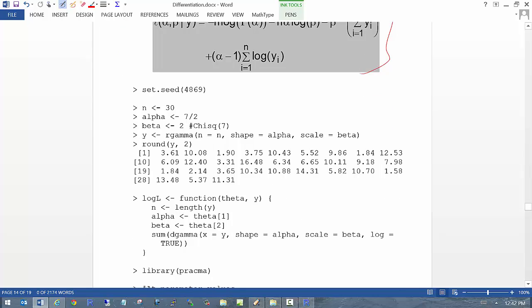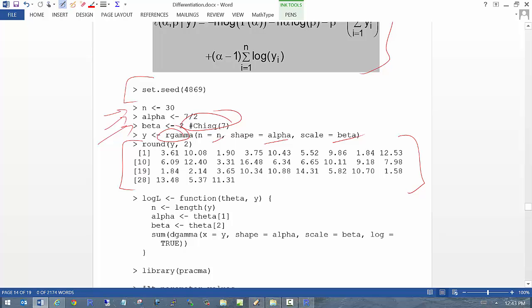Okay, so let's get some data from a gamma distribution so that we can use that to find some derivatives and also eventually maximum likelihood estimates. So I'm going to set a seed number here, and I'm going to simulate some data from a gamma distribution. A sample size of 30. My alpha parameter is going to be 7 divided by 2, and my beta parameter is 2, and those two things together give me a chi-square 7. So to simulate from a gamma distribution, I simply use the rgamma function. Again, sample size of 30, shape parameter alpha, scale parameter beta. This is what my simulated data looks like.